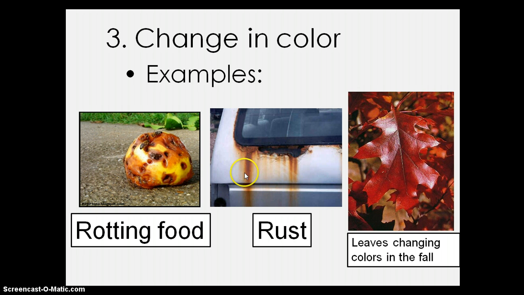Rust itself is a chemical change. It's not just a color change because the rust actually destroys the metal. It corrodes the metal. So if you have a car at home and paint gets scratched and rust starts to form, it is a big deal because it can destroy your car's body. Rotting food also is definitely a chemical change. This change in color is not something that you can just get rid of and still eat. When food is rotted like this, you don't want to eat it.